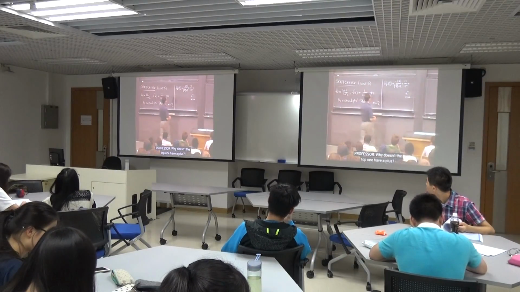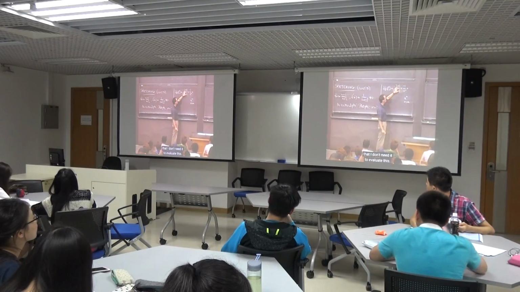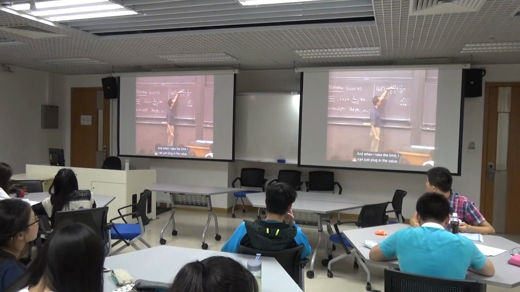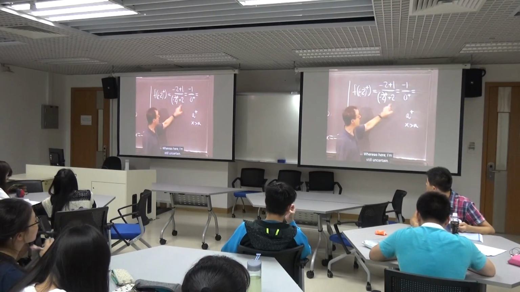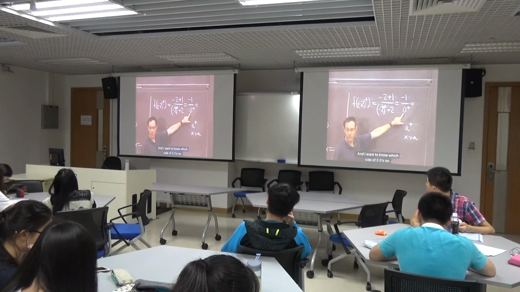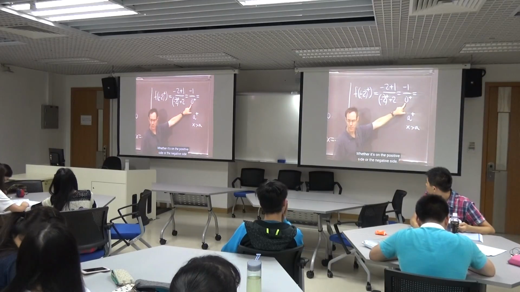Why doesn't the top one have a plus? The only reason why the top one doesn't have a plus is that I don't need it to evaluate it. When I take the limit, I can just plug in the value. Whereas here, I'm still uncertain because it's going to be 0. I want to know which side of 0 it's on, whether it's on the positive side or the negative side.